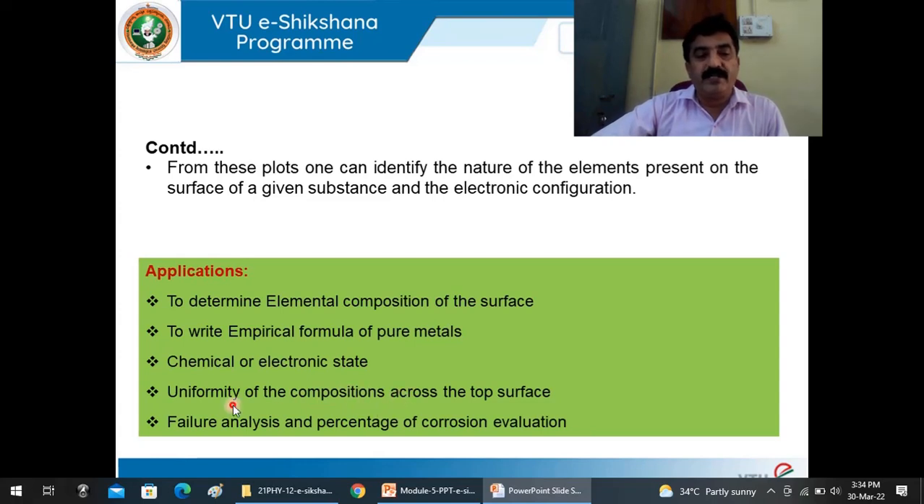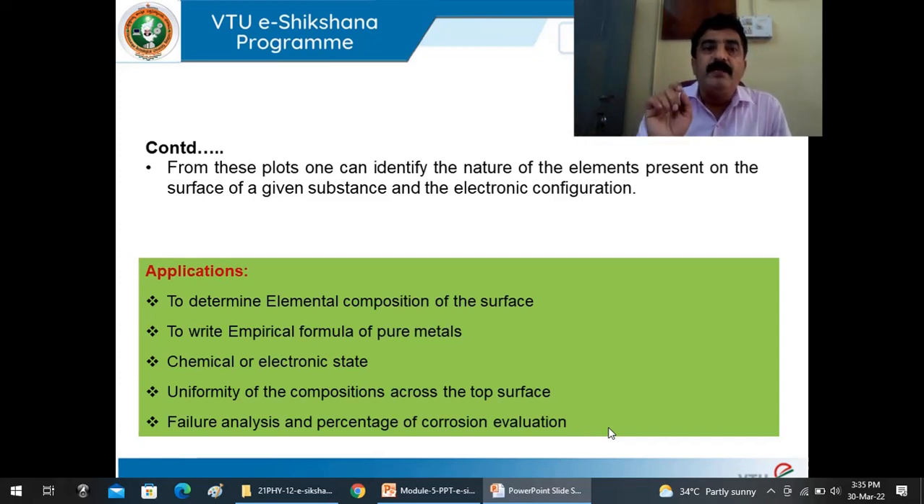Unfortunately, failure analysis and percentage of corrosion evaluation can be done, but not to the exact 100% level. Uniformity of the composition can be detected, but only on the top surface, but not inside. Means the limitation is, XPS is used only for surface analysis. That's all I can say.